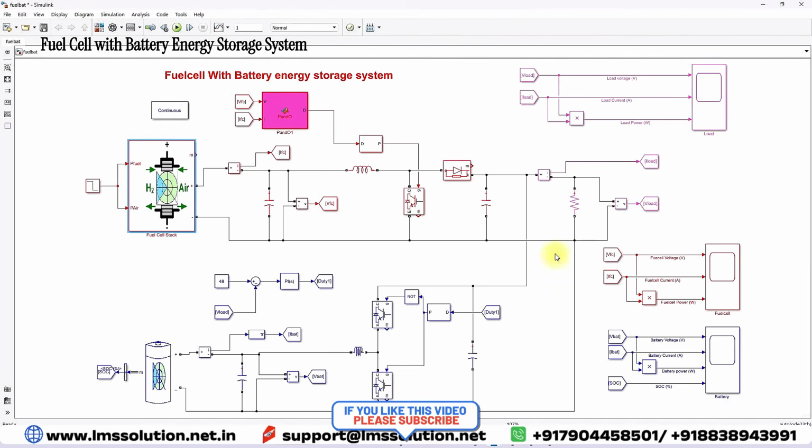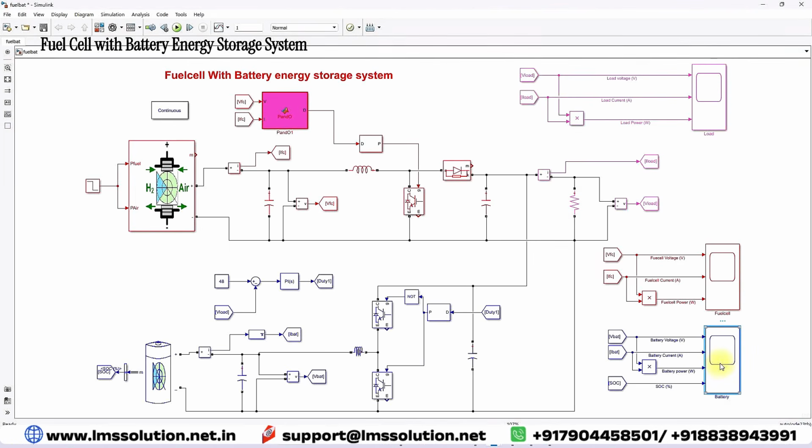And then here we have different scopes. This scope is for measuring the load voltage, current and power, and this scope is used for measuring the fuel cell voltage, fuel cell current and fuel cell power. And then this scope is used for measuring the battery voltage, battery current and battery power.